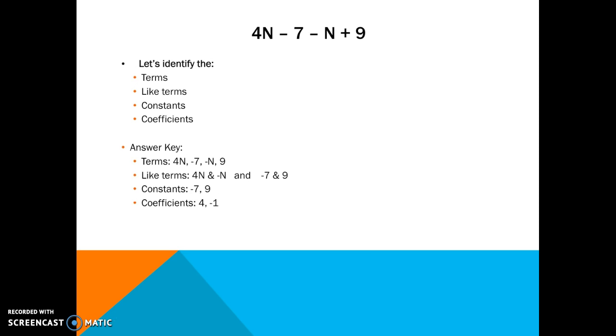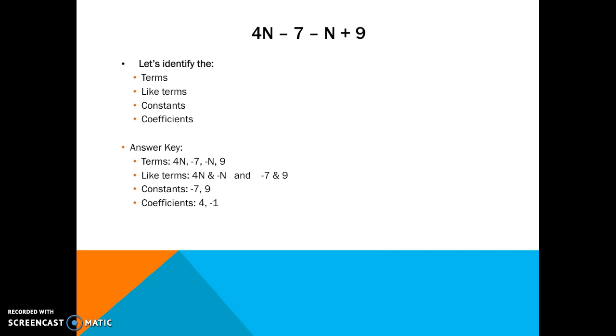All right, so here are the answers. The terms that I see are 4n, -7, -n, and 9. The reason why I have -7 and -n is I had to use KFC to change this expression to have all addition signs. Now, for like terms, I see 2 like terms. I see 4n and -n. And then I also see -7 and 9.